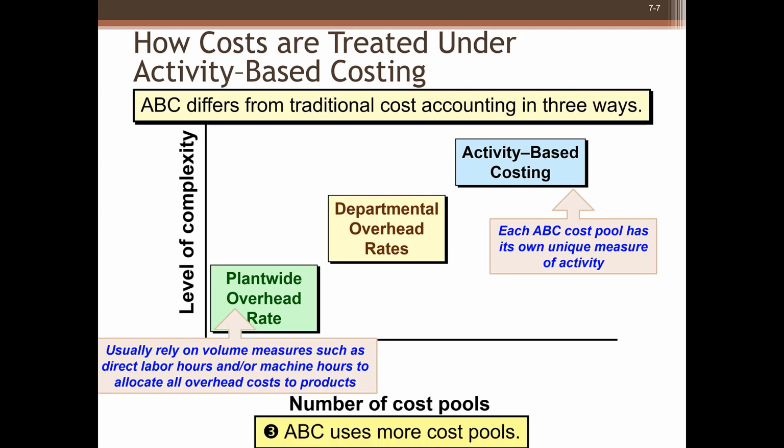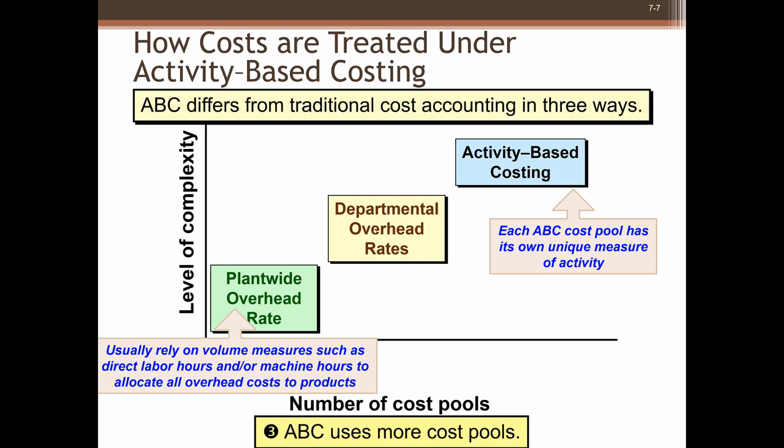Third, ABC uses more cost pools. For traditional costing system, in job order costing, we've talked about plant-wide overhead rate and departmental overhead rates. If the company has only one product, the company normally relies on volume measures such as direct labor hours or machine hours to allocate all overhead costs to products. So that's plant-wide overhead rate.